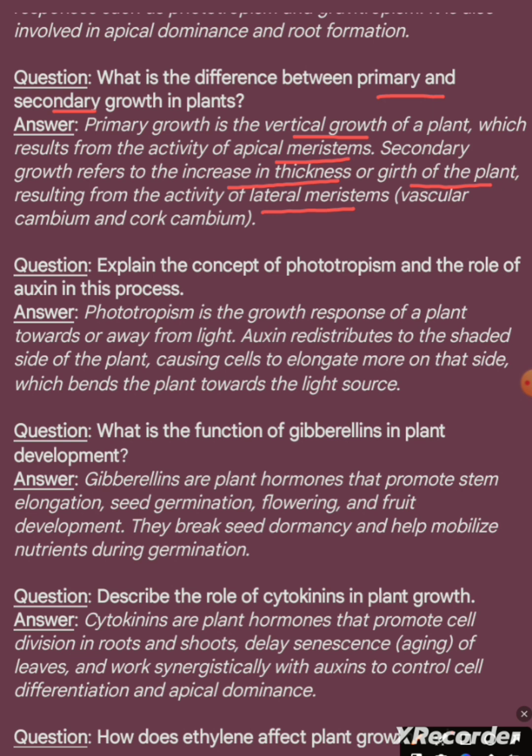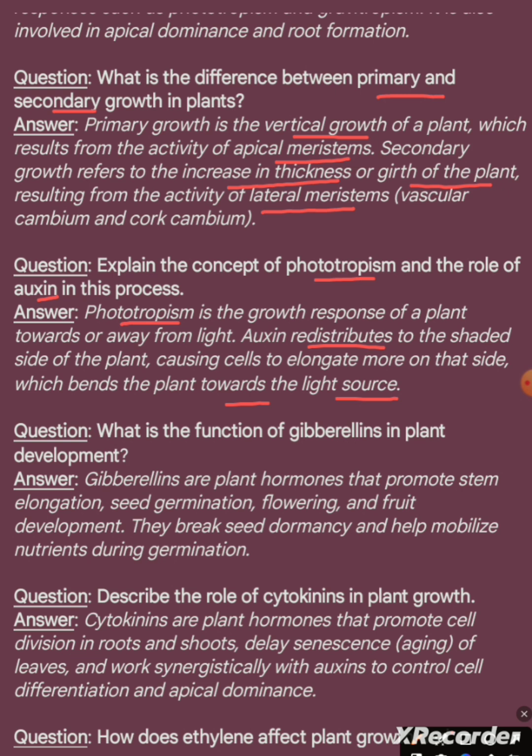Next question. Explain the concept of phototropism and the role of auxin in this process. Answer. Phototropism is the growth response of a plant toward or away from light. Auxin redistributes to the shaded side of the plant, causing cells to elongate more on that side, which bends the plant towards the light source.